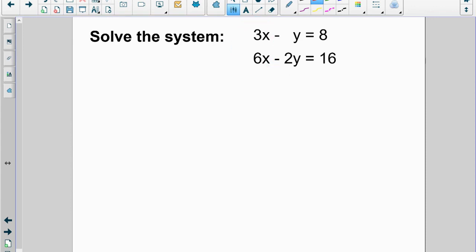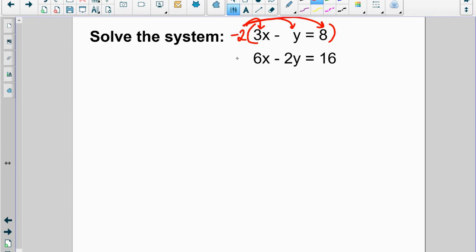If I already have 6x, I want the top equation to become negative 6x so that they add up to 0x, or just 0, making them eliminate. So what would I have to multiply this equation by if I want the first term to become negative 6x? I know I'm going to have to multiply it by a 2 to make it 6x, but I have to make it negative 2 if I want to get negative 6x. So I'm going to multiply everything in that equation by negative 2. I can't just multiply one part of it, I'm going to multiply the whole thing.